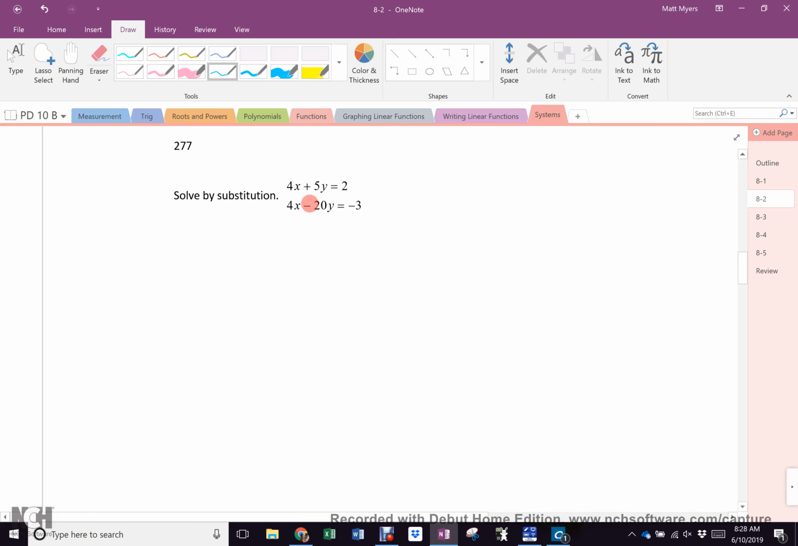Manru, would you like to use the equation on the top or the equation on the bottom? You would like to use the top. So Manru says we should solve for y. So that would be negative 4x plus 2. Y will equal negative 4/5 x plus 2/5. Is that barfy? Why is it barfy?